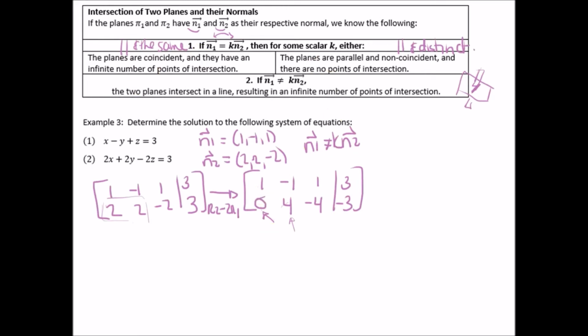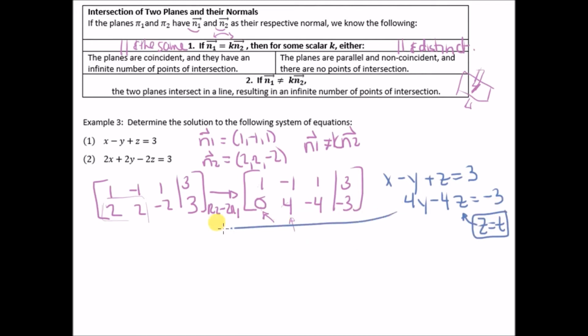What we have here, I'll write in blue: x minus y plus z equals 3, and then 4y minus 4z equals -3. So what we want to do is write parametric equations. Because we have a y and a z, for that z we're going to sub in a parameter. So let's say z equals t. Okay, so we have the parameter.